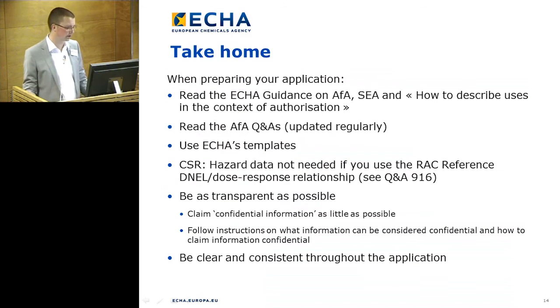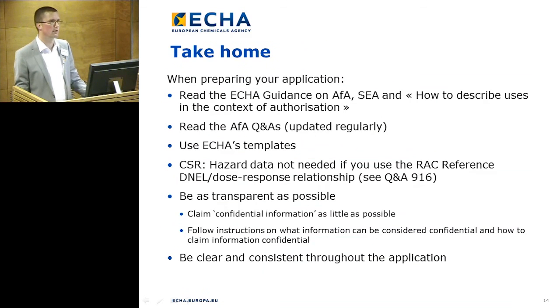A few take-home messages. When you prepare your application, read the guidance on AFA, on SEA, and how to describe uses in the context of authorization. Read them through carefully. If you have questions on that, and if you're on time, you can always request a PSIS. Read the Q&As. They are updated regularly, and they contain usually the most relevant information. Use the ECHA templates. And on the CSR, the hazard data is not needed if you actually refer to the RAC reference DNEL, dose-response relationship. That's further explained in the Q&A number 916.